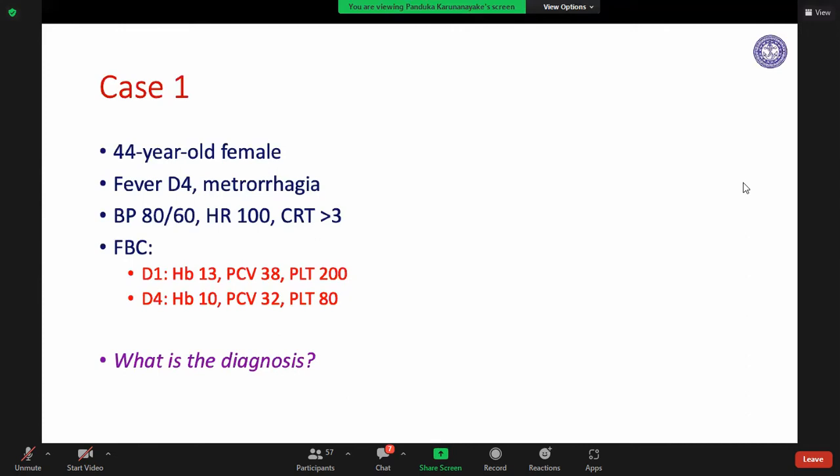So then, isn't this bleeding attributable to the dengue, due to the thrombocytopenia?